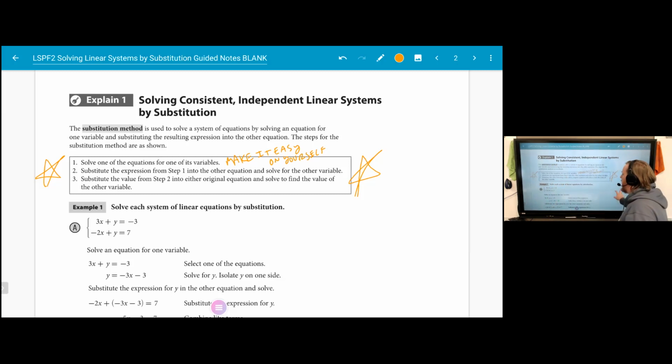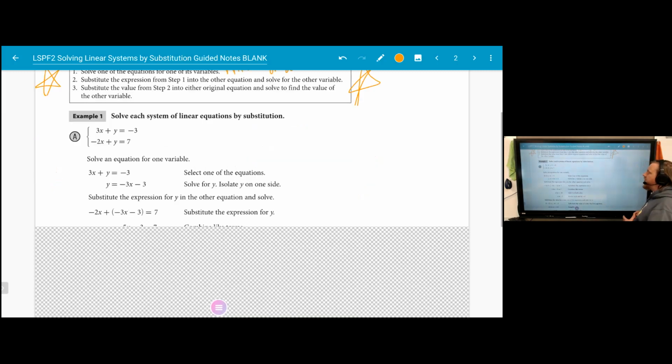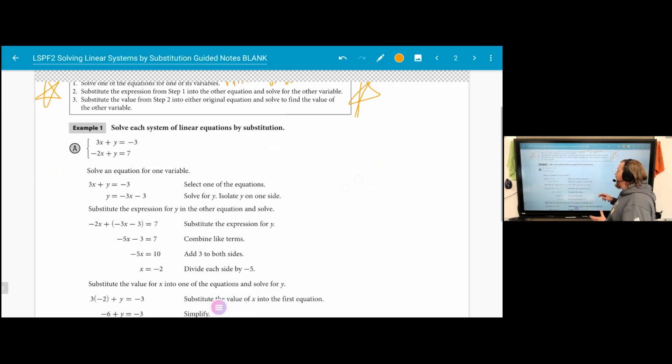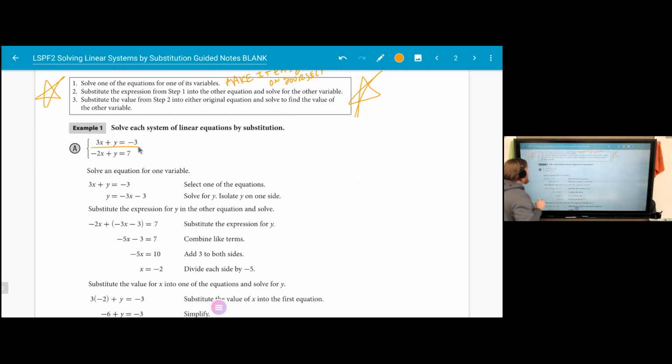Let's see what this looks like here. Example one says, solve each system of linear equations by substitution. I have 3x plus y equals -3 and -2x plus y equals 7. What I mean by step one is solve one of the equations for one of its variables, and make it easy on yourself is right here. If I look at 3x plus y equals -3, y is already without a coefficient. You won't have to do any division. It's a one-step equation to get y by itself. If I subtract 3x from both sides, I have y equals -3x minus 3.